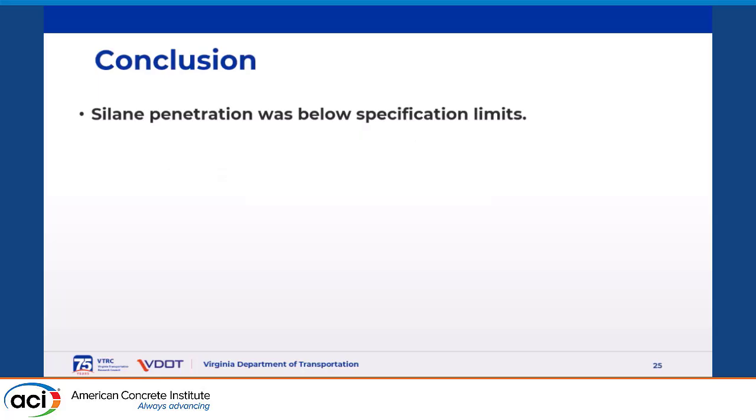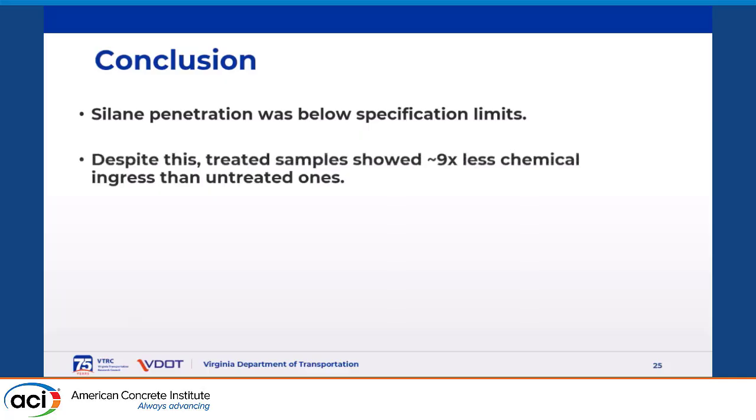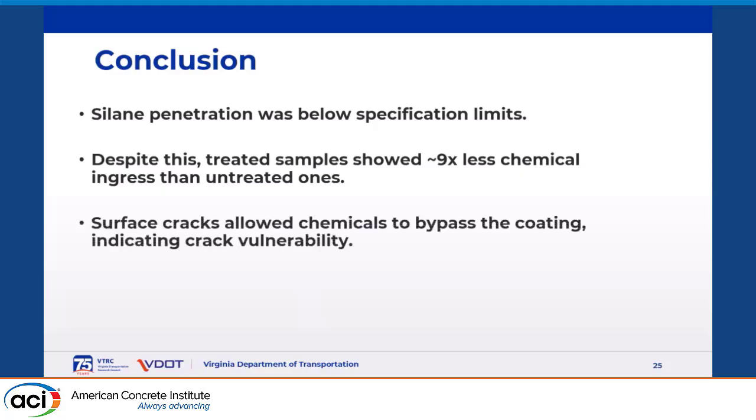So we conclude that silane penetration for this specific project for Oklahoma was below the specification limits. But despite this, the treated samples still had 9 times less penetration of the chemical ions into the sample. And we found that the surface cracks allowed chemicals to bypass the coating and reach the deeper part of the concrete. So the different performance of the silane observed between different contractors didn't come from contractor performance. It came from the cracks that had happened after they applied the silane material.